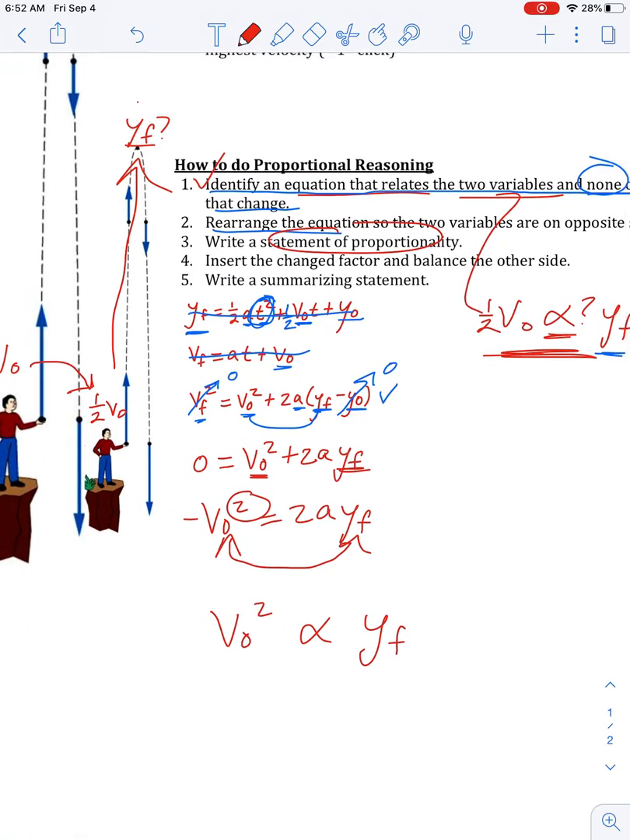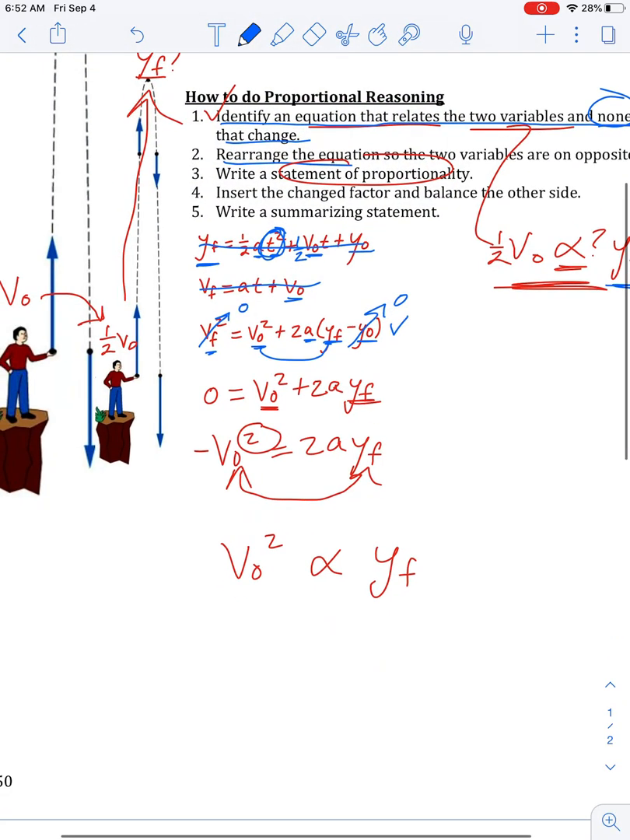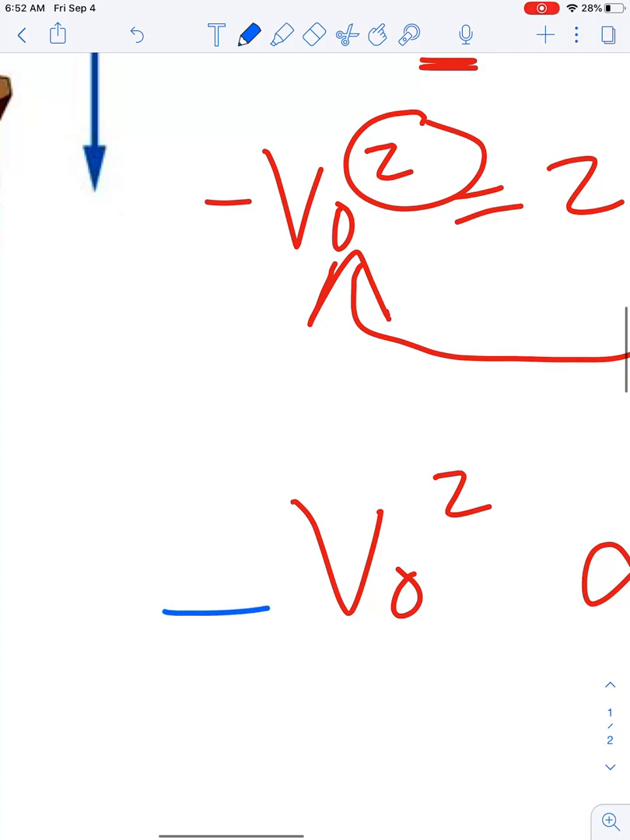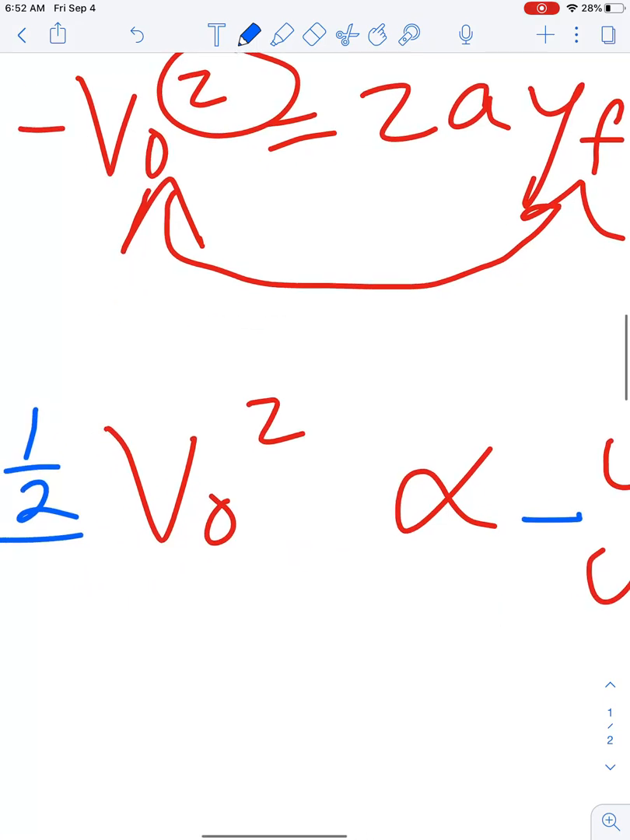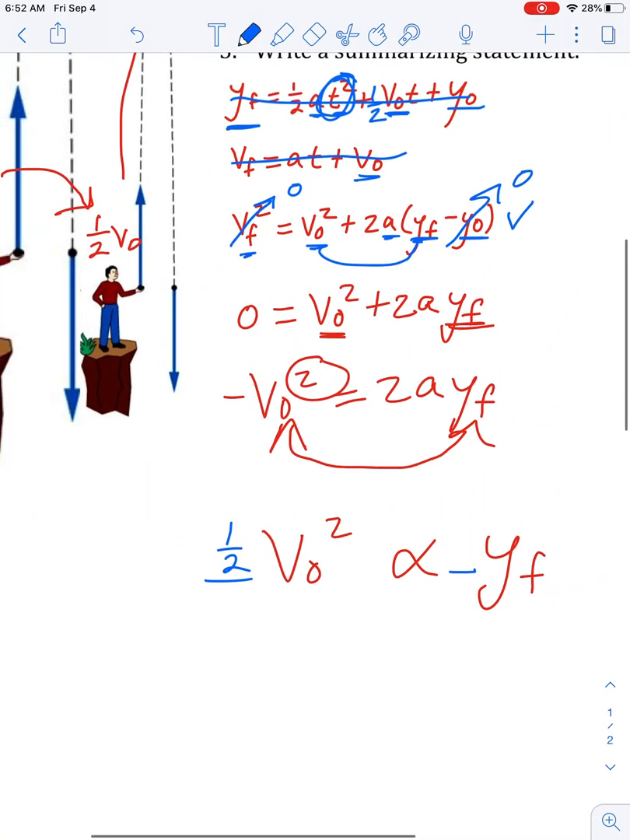Then we're going to insert the changed factor, and we're going to balance the other side. In our example, we're going to say the initial velocity is going to change by a factor of 1/2. So the question is, what will the height change by? Well, we have to balance both sides. If the initial velocity changed by a factor of 1/2, then this whole side changed by, here's the trick, the initial velocity is being squared. So if we change the initial velocity by a factor of 1/2, we're also squaring that factor of 1/2.